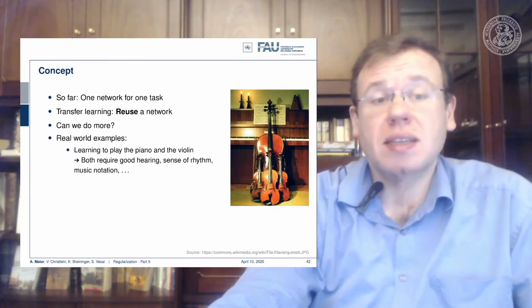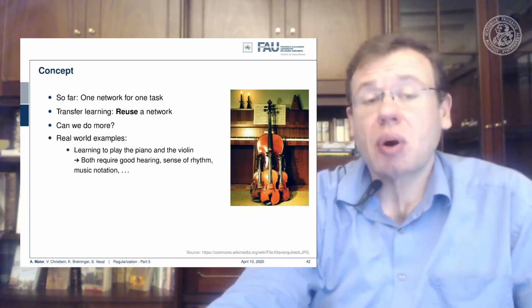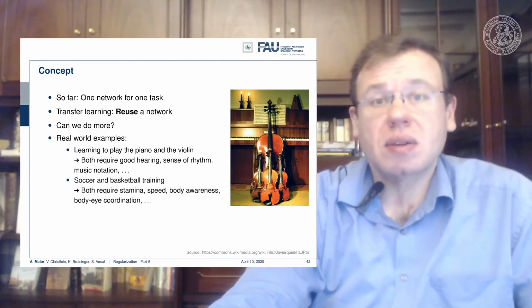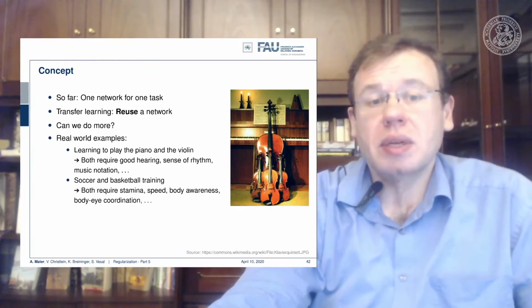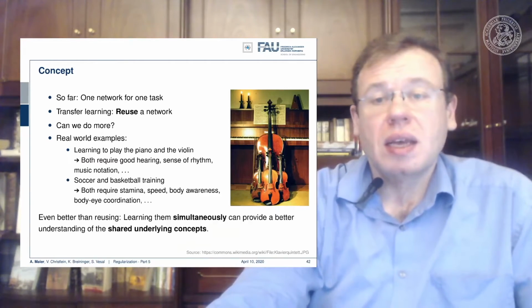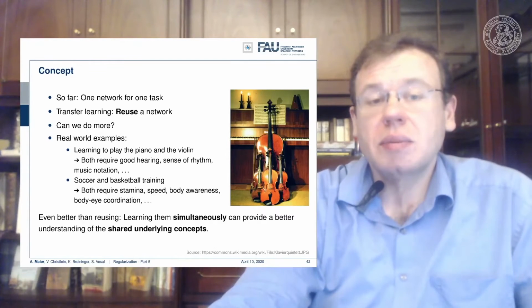And there are some real-world examples. For example, if you learn to play the piano and the violin, then in both tasks you require good hearing, sense of rhythm, music notation, and so on. So there are some things that can be shared. Or also soccer and basketball training. Both require stamina, speed, body awareness, body-eye coordination. So if you learn the one, then you typically also have benefits for the other. We're not starting from scratch because we've been doing this with humans for millennia. So this would be even better than reusing. You learn simultaneously and then gain a better understanding of the shared underlying concepts.